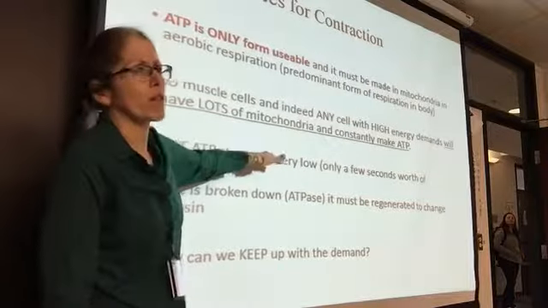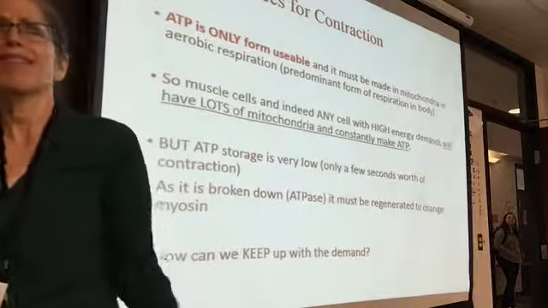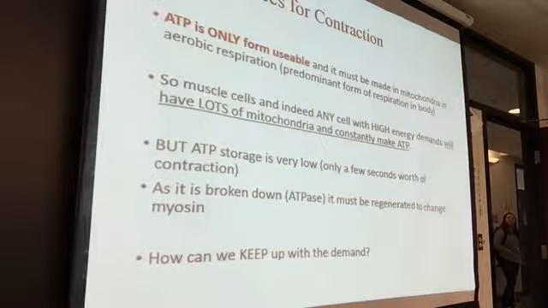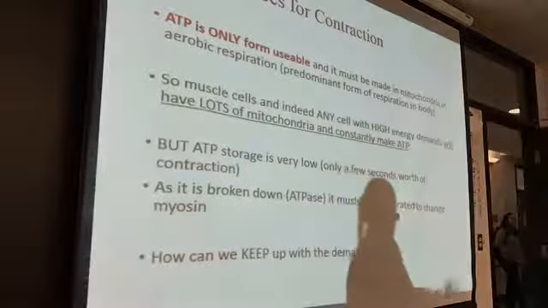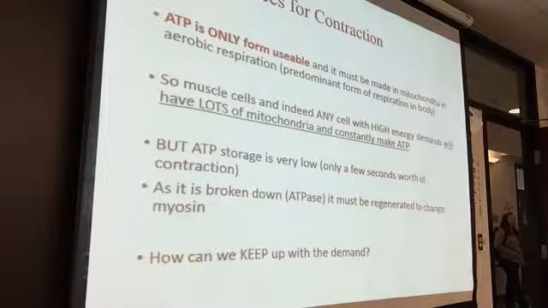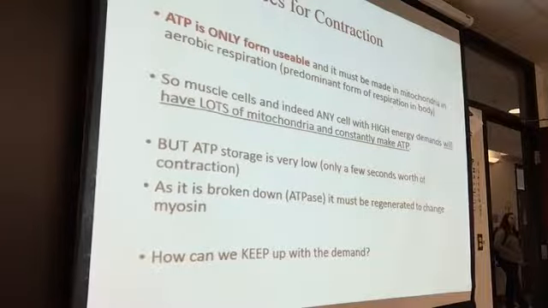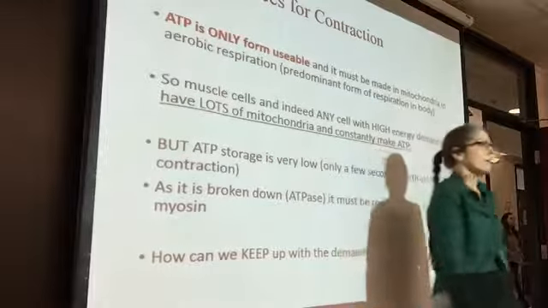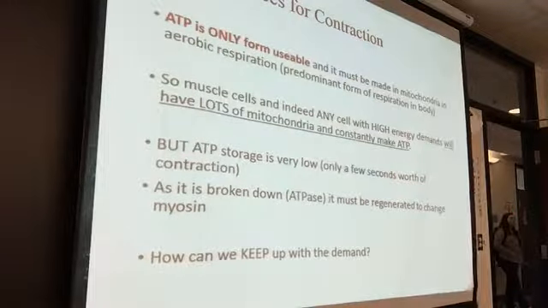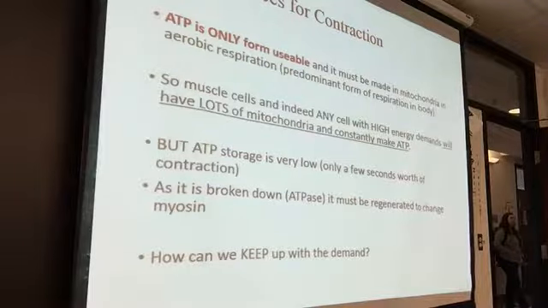It's an unstable molecule. We're not going to store energy in ATP for long term, which is why poisons that uncouple the transfer of electrons in the electron transport chain tend to kill you very, very quickly. Because you uncouple that, and you can't make ATP in that last step.